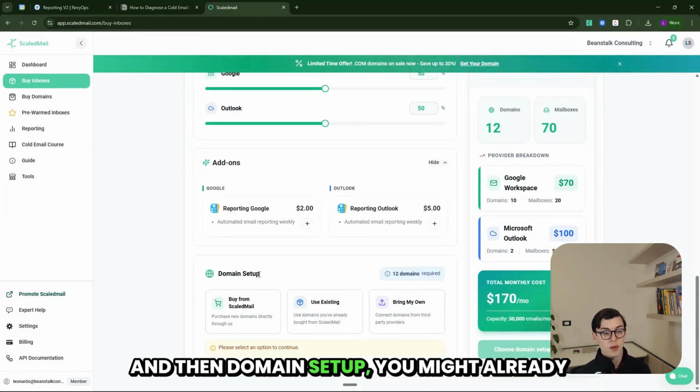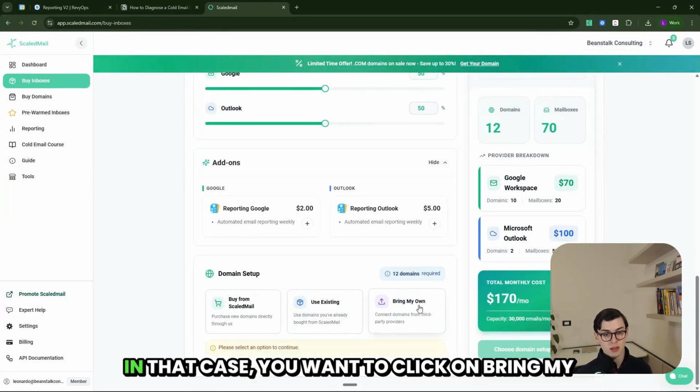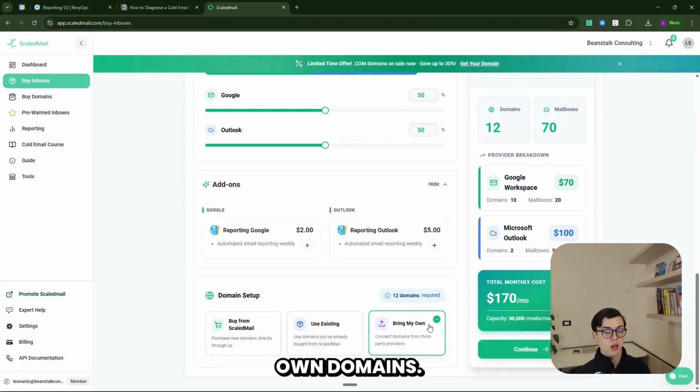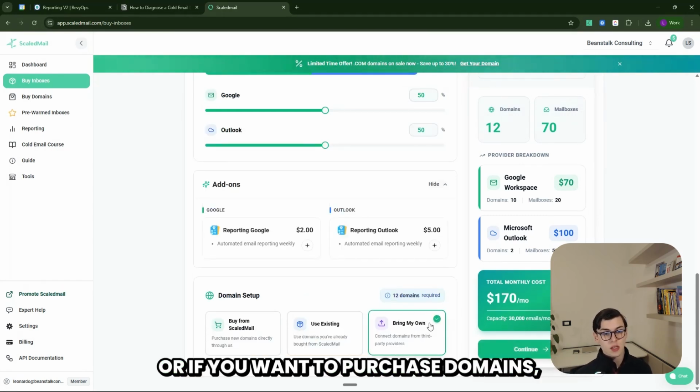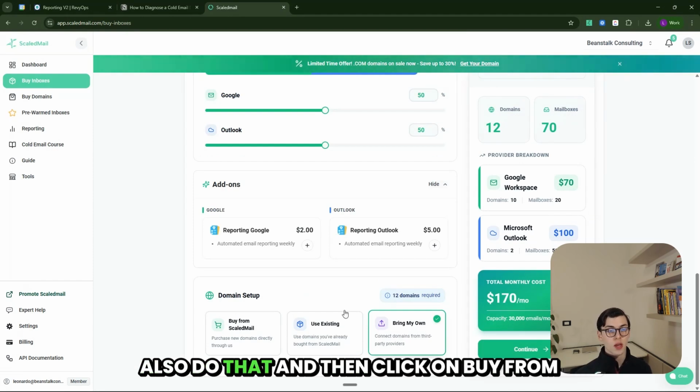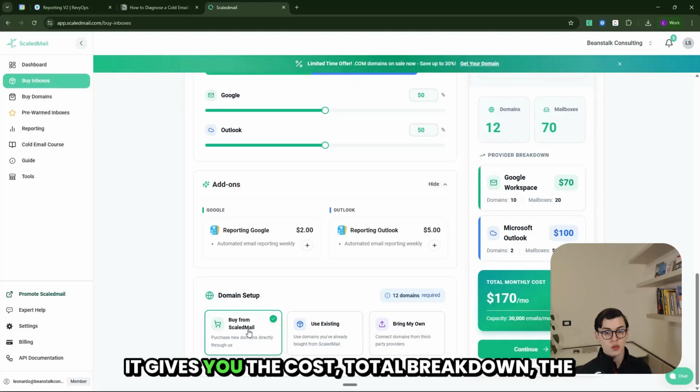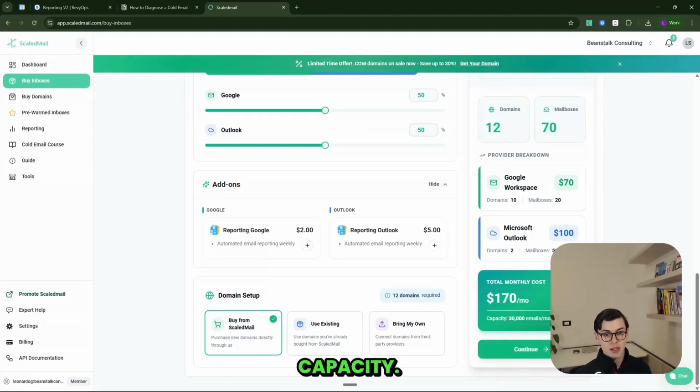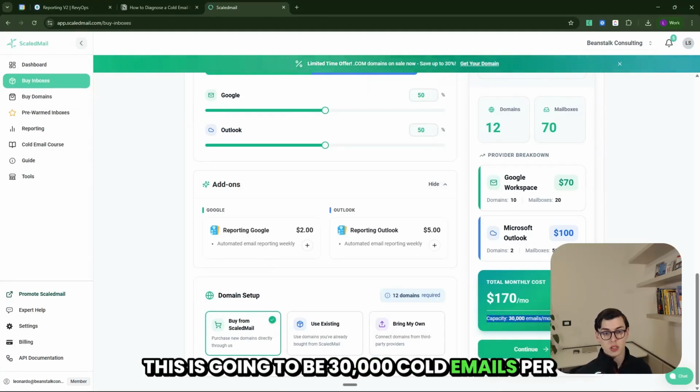And then domain setup, you might already own some domains. In that case, you want to click on bring my own domains. Or if you want to purchase domains from ScaledMail, you can also do that and then click on buy from ScaledMail. Right? Very, very simple, gives you the cost, the total breakdown, the capacity. This is going to be 30,000 emails per month. And you can click on continue, do the checkout.